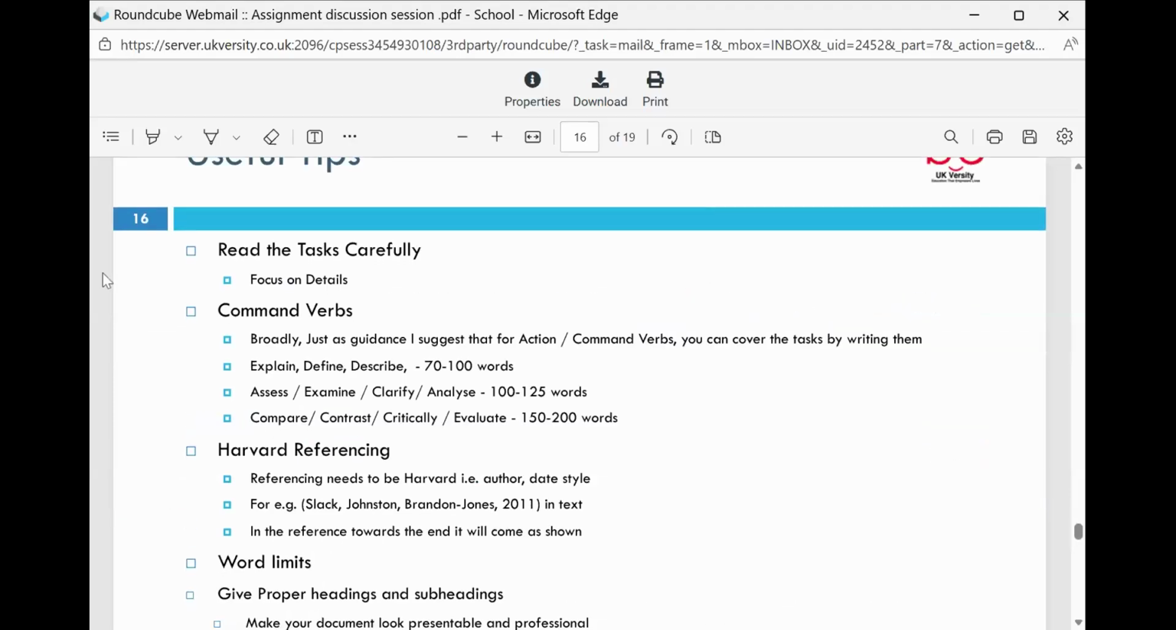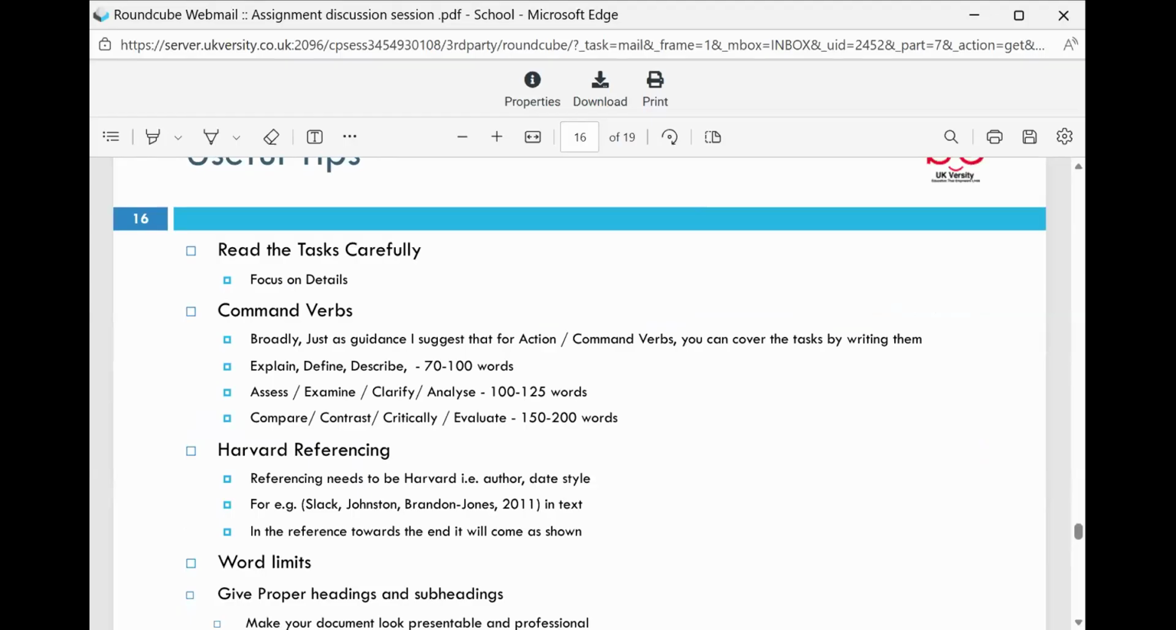Okay, some useful tips for you towards doing the assignment. Read the tasks carefully. Make sure you are looking at what the tasks are expecting from you and focus on details. Okay, so if it's asking you about the theories and leadership styles, do that. Do not look at how leaders motivate their teams. Make sure you look at the learning styles. Okay, and some command words broadly, just as guidance.